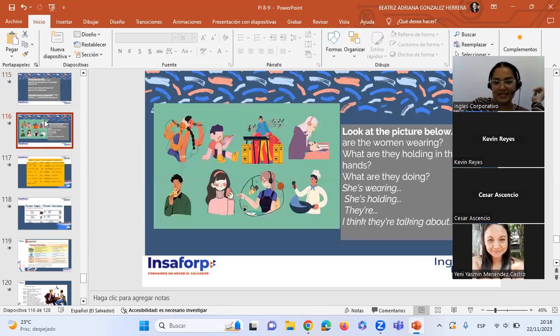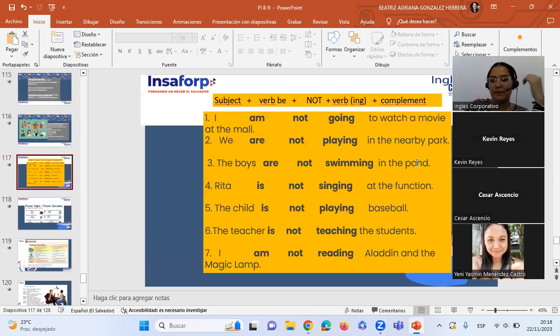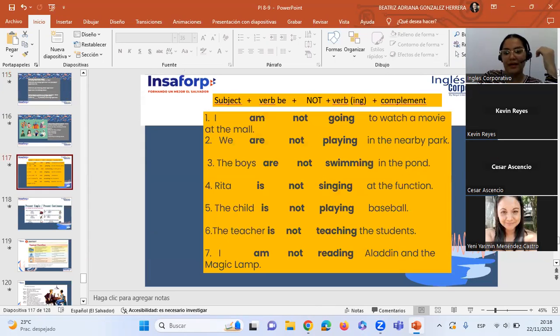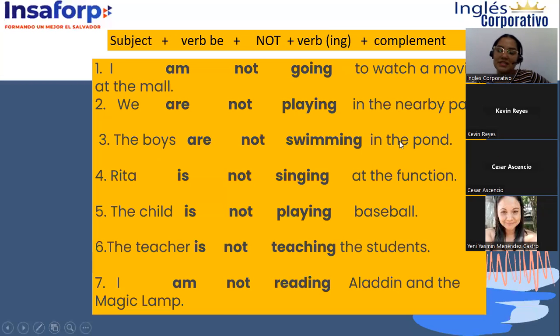All right. Let's see, creo que sí se ha entendido. All right. The topic, right? Okay. Bien, ya vimos las yes or no questions with present continuous. Ya vimos las WH questions. Ahora nos toca ver la forma negativa del present continuous, all right? So, the present continuous, the only thing that we have to do is we add not. Okay, esa sería nuestra forma negativa.